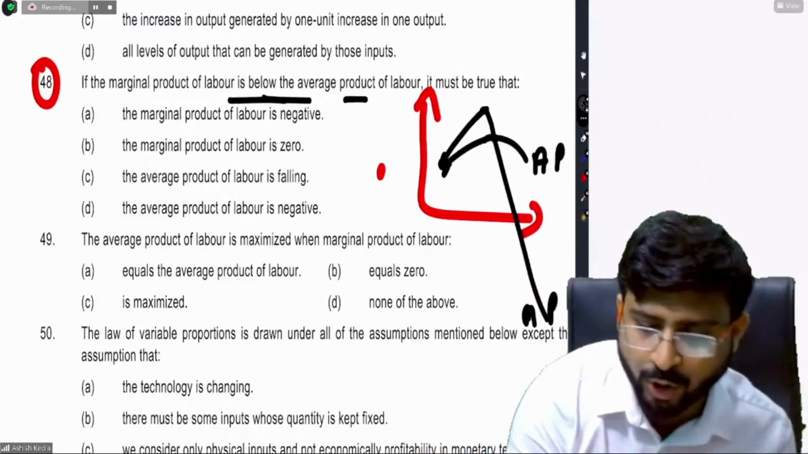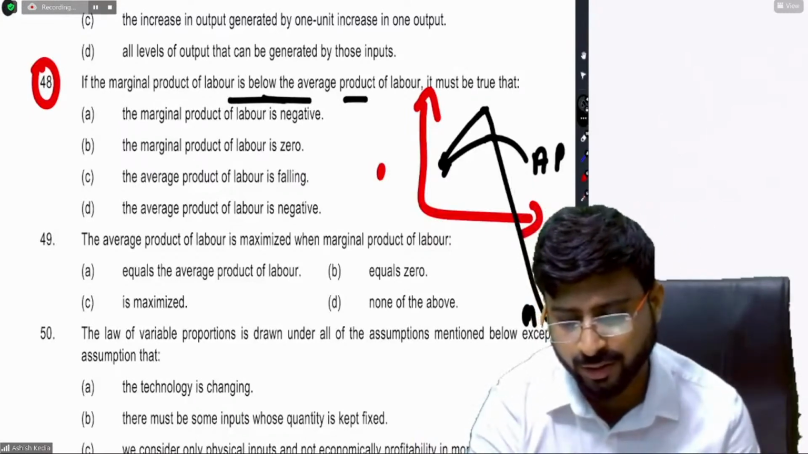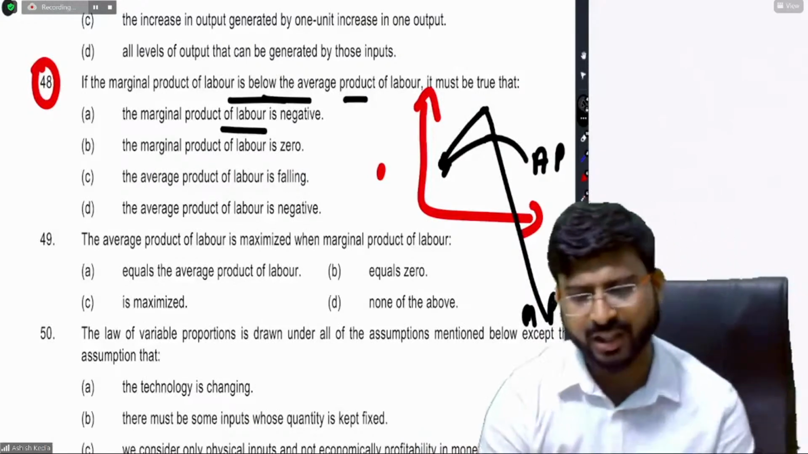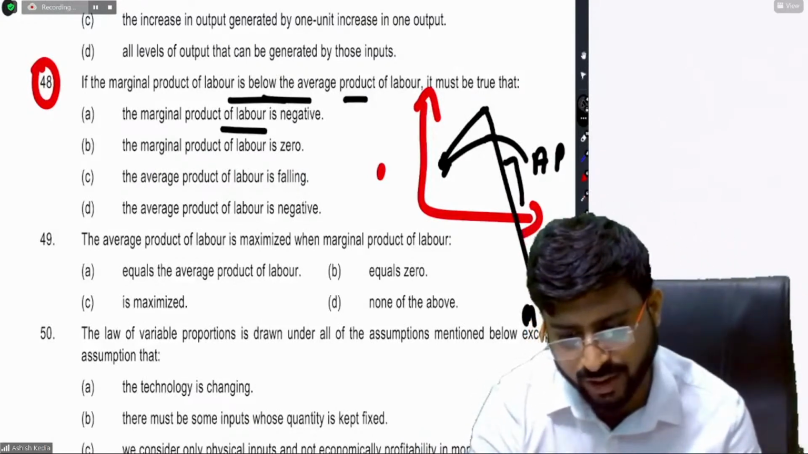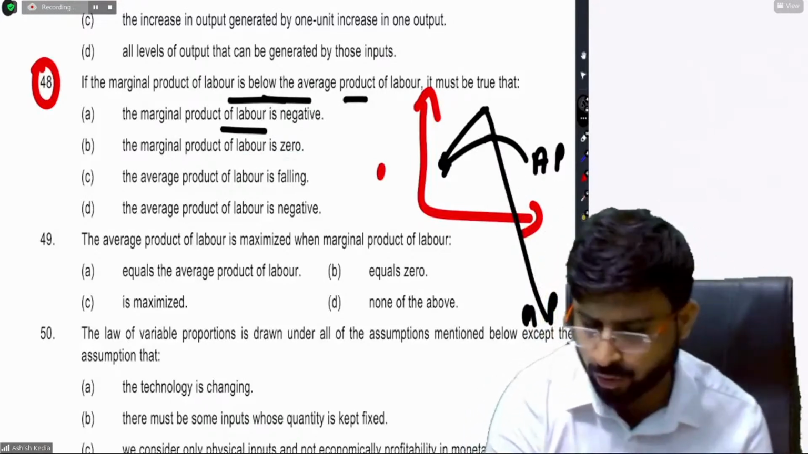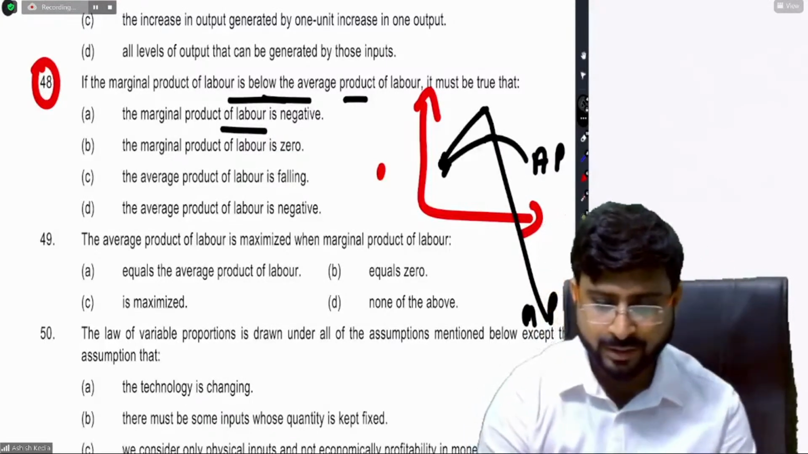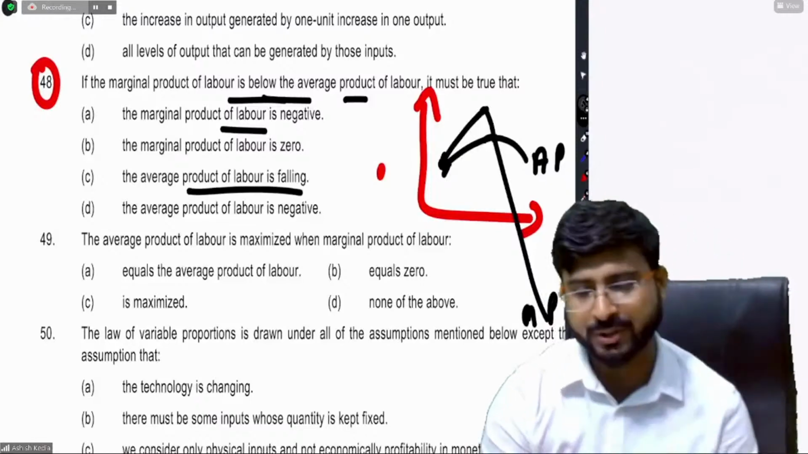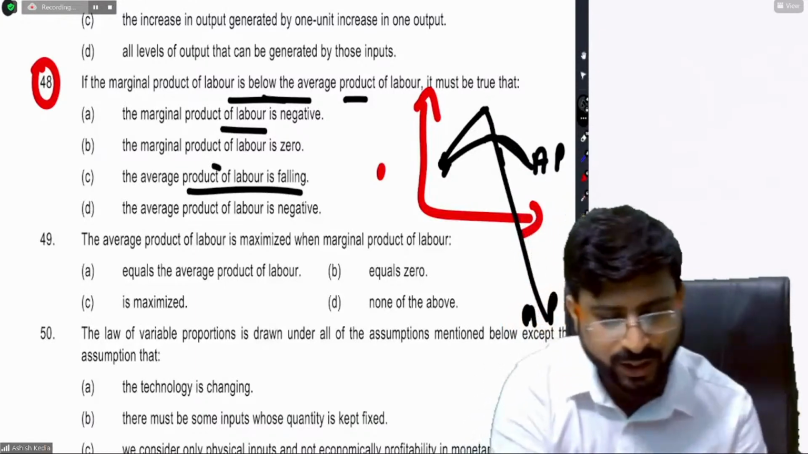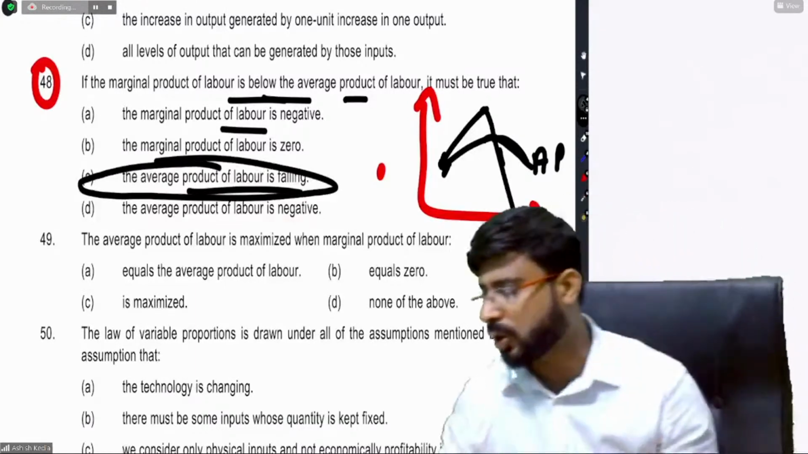If the marginal product is below average product, you see here, MP is below AP. It must be true that marginal product of labor is negative. Not necessary, because here it's not negative, but still it is below AP. Marginal product of labor is zero, not necessary. The AP of labor is falling. That is absolutely correct. See, whenever MP is less than AP, AP is falling. So 48C is always correct.